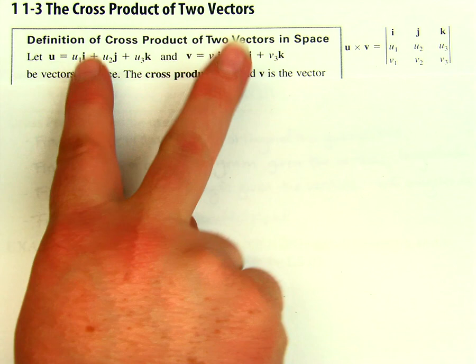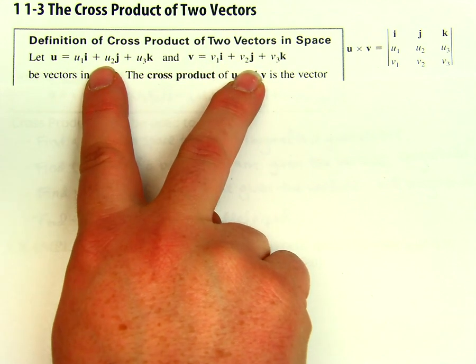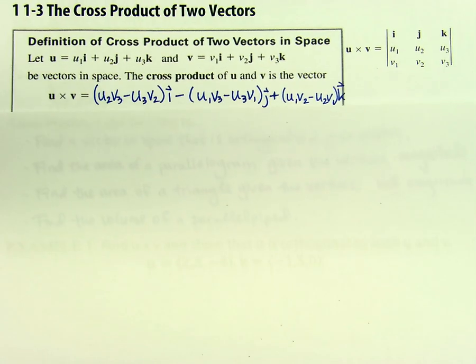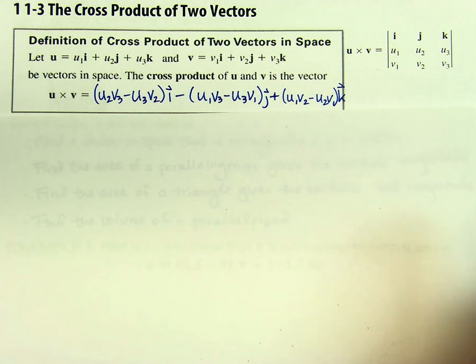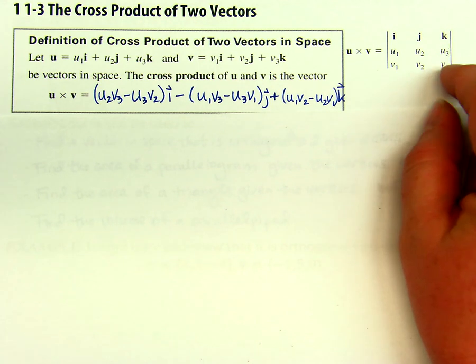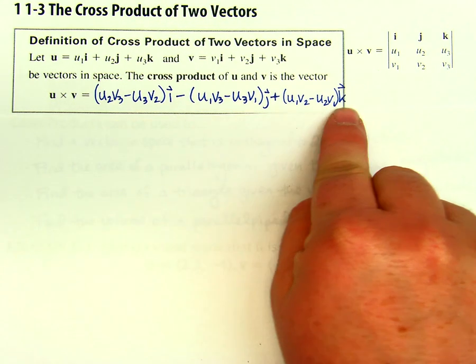So here we have two vectors in space. I'm just defining them using the unit vectors i, j, and k. All right, the cross product is just this formula. Okay, so this is a matrix, which we will talk about in semester 2. But this little formula will help you just find the pieces.